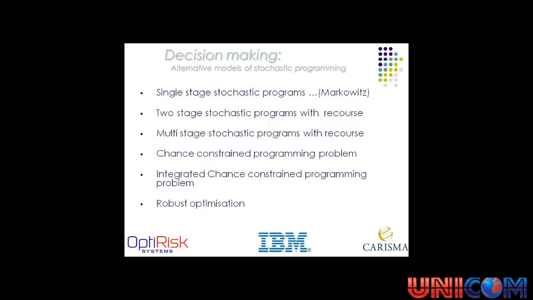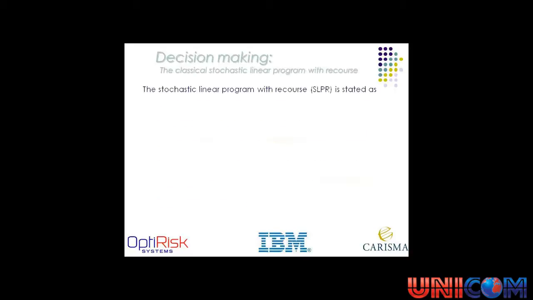Now there are other ways of describing decision-making under uncertainty, and there is chance constraint programming. It's extended to integrated chance constraint programming, and robust optimization, the last being a situation where you do not make assumptions about your uncertainty models, or how the uncertainty unfolds. So we are going to look at the stochastic linear program with recourse. In our case, it will be a two-stage stochastic linear program.